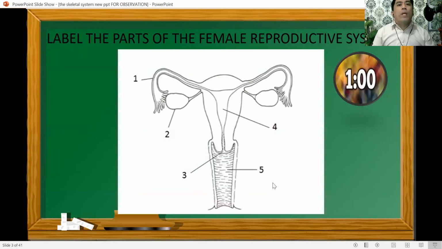Okay. So bilang review, nung grade 5 kayo ay pinag-aralan natin ang tungkol sa reproductive system. So this time, balik-aral natin, tingnan natin kung may naalala pa tayo sa lesson natin nung grade 5. So as a review, you are going to label the parts of the female reproductive system. Isusulat ninyo ang sagot sa inyong worksheets. Okay? So bibigyan ko kayo ng 1 minute to answer or to label the parts of the female reproductive system.